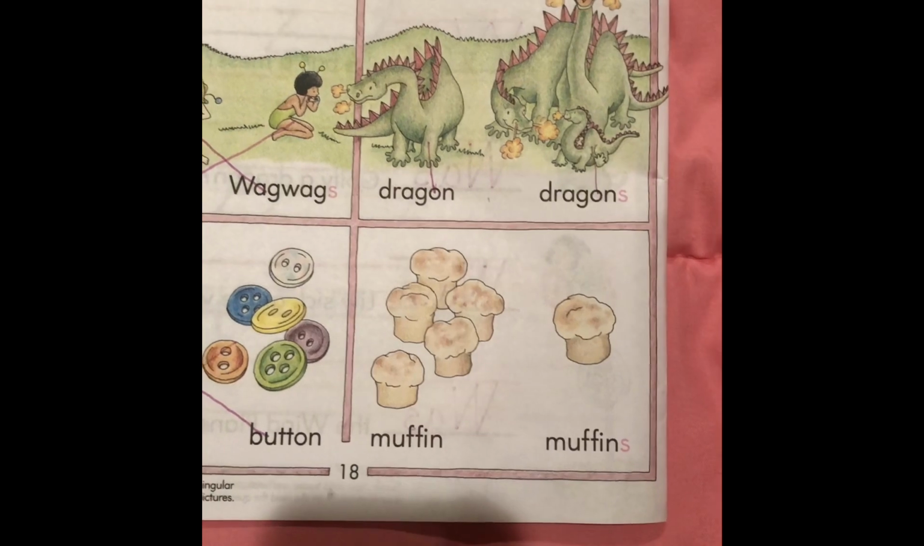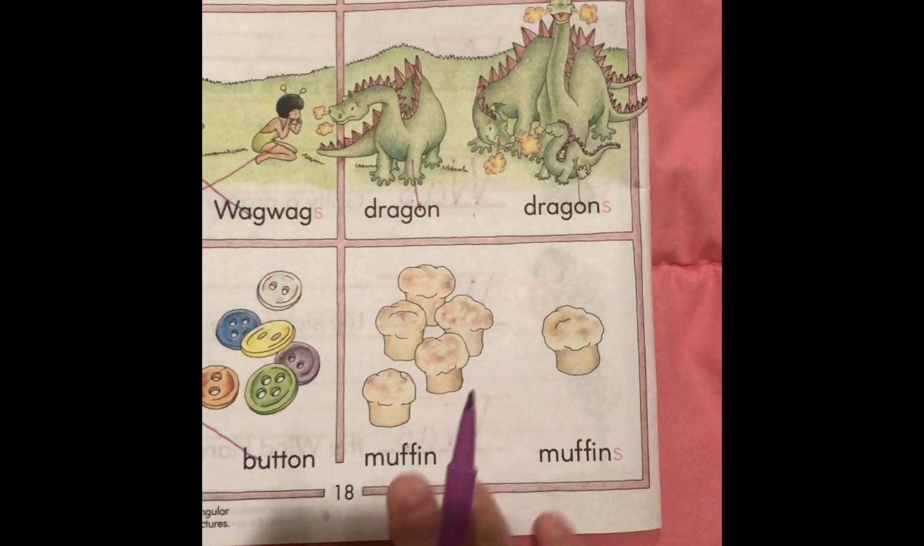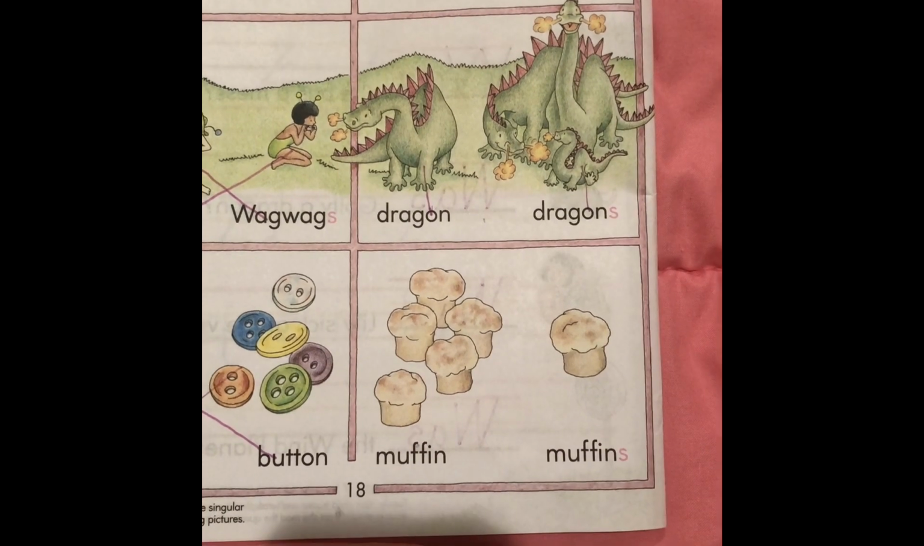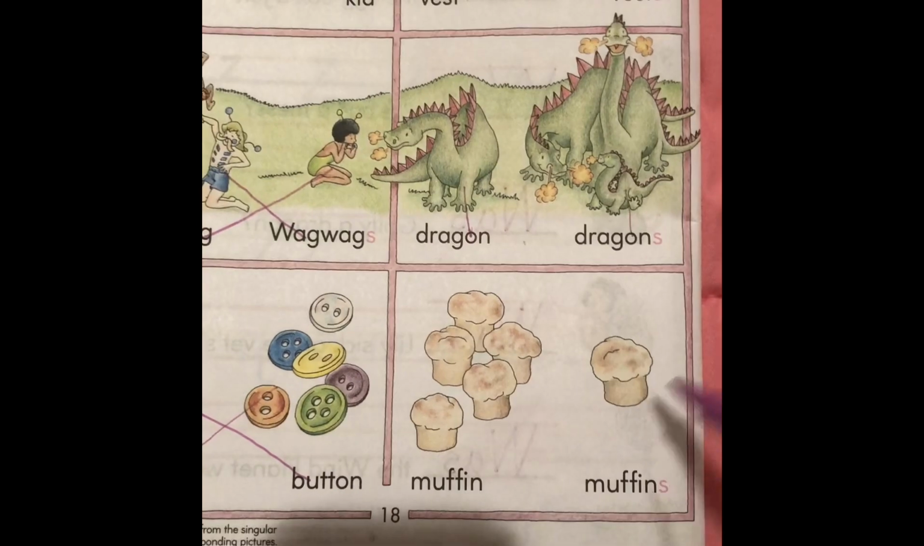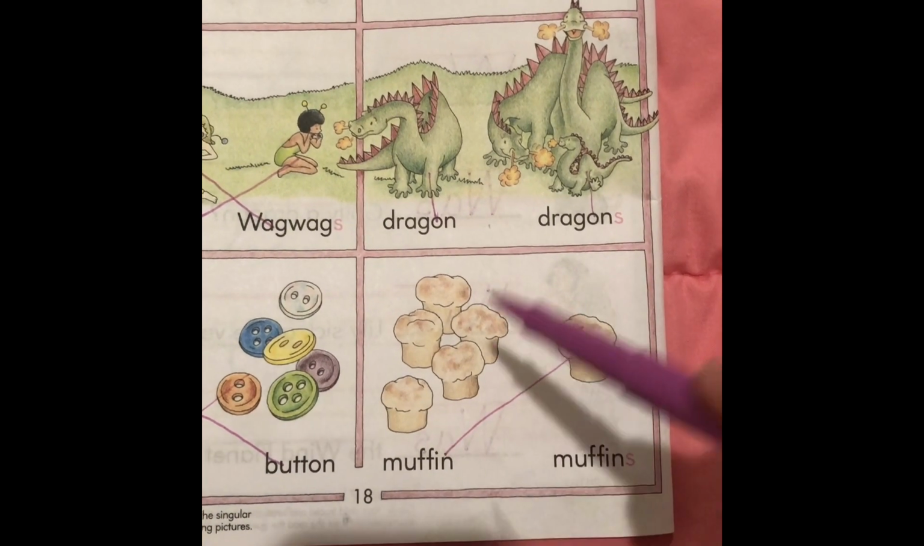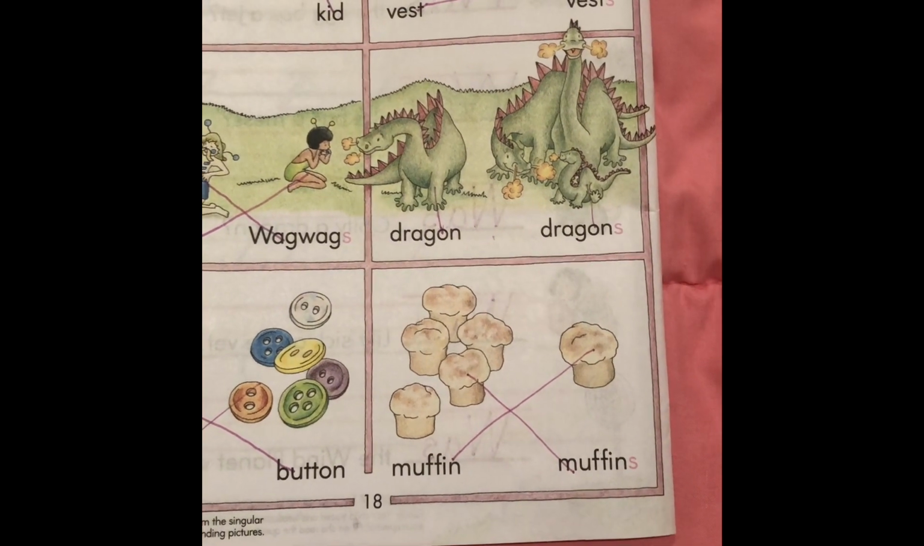Muffins. They make me hungry. I like blueberry muffins or chocolate chip muffins. All right, so the word muffin or muffins, where should I draw my line? I'm gonna put muffin with the one muffin, and then because there's more than one right here, I'm gonna choose the word with the S on it, muffins.